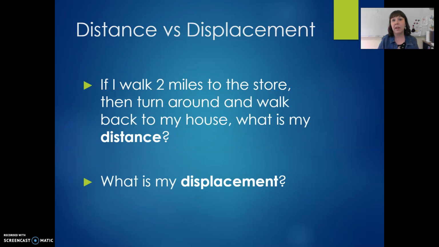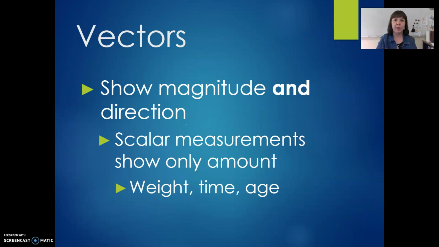So we used something like this. We talked about if I walk 2 miles to the store and then I turn around and walk back, what's my distance? Well, I've walked 2 and then I walked 2 more. So my little pedometer is going to give me credit for 4 miles. But what is my displacement? How far am I from where I started? I'm right back where I started. I'm at 0, so I have a displacement of 0. So displacement is just how far you are from where you started. In this case, I'm right back where I started. Distance is the entire trip.